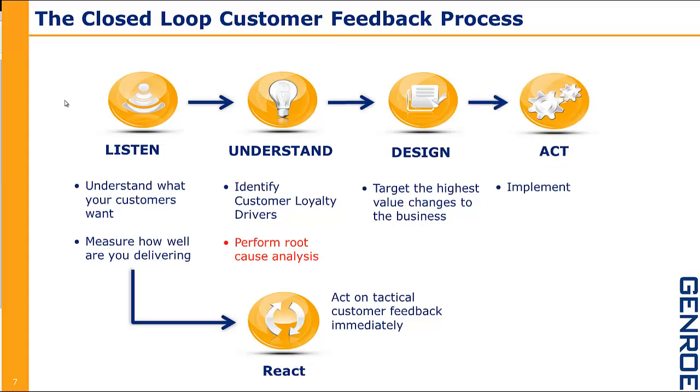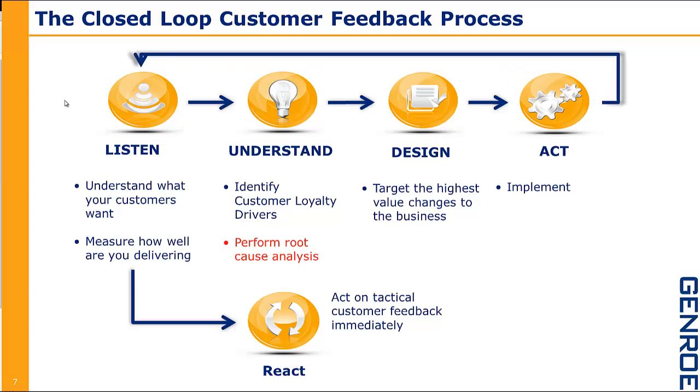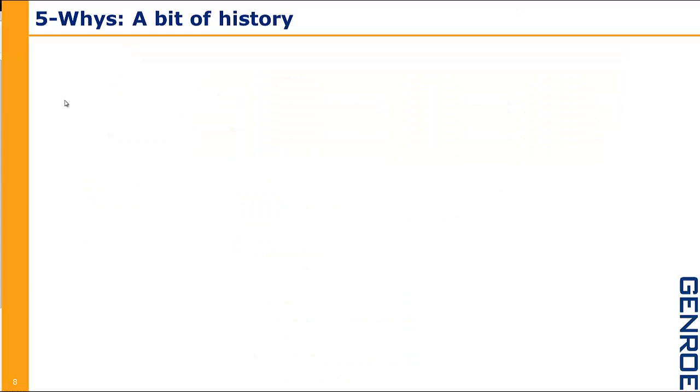When you've done that, you can move on to acting, which is implementing the changes in the business. And of course, it's a closed loop, so we go back to the start and start the process all again. But you can see the root cause analysis piece is a really important part of this process, and it fits right in between listen and design. So in order to make changes in your business, you really need to understand what the root causes or the issues are in your business. So that's where a really important part of the process occurs. So that's what we're focusing on.